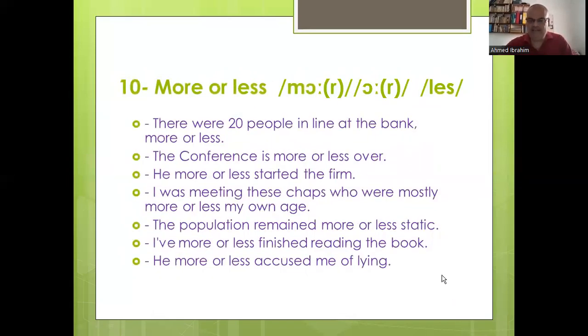Number 10, more or less. There were 20 people in line at the bank, more or less. The conference is more or less over. He more or less started the firm. I was meeting these chaps who were mostly more or less my own age. The population remained more or less static. I have more or less finished reading the book. He more or less accused me of lying.